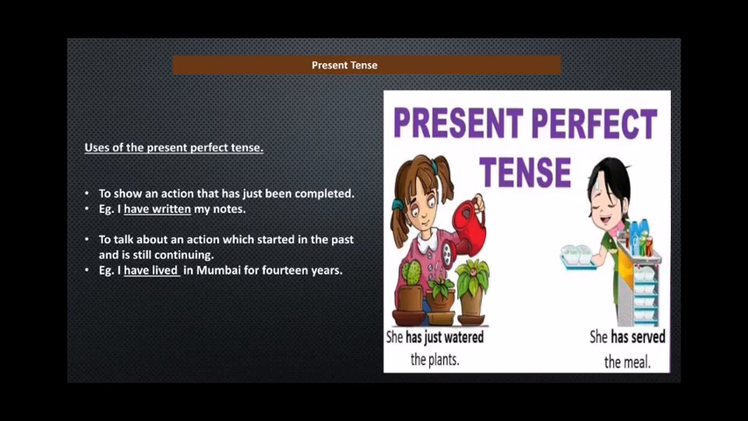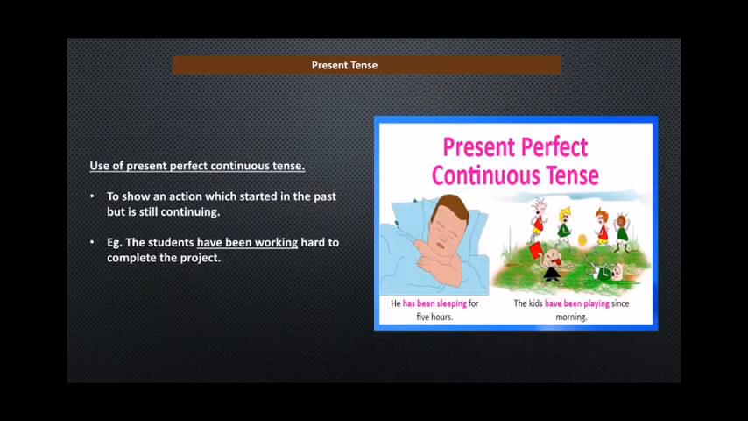There are some sentences in the picture. She has just watered the plants. She has served the meal. So, has just watered is the present perfect tense and has served is the present perfect tense.